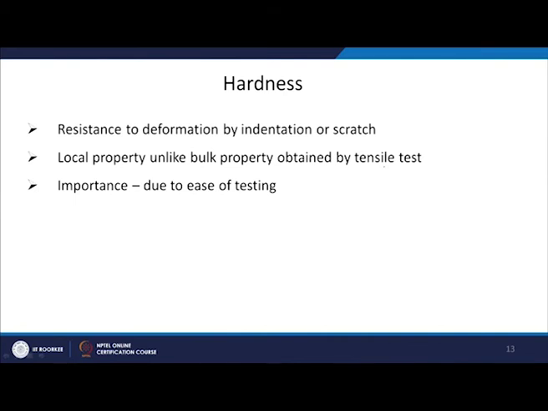Then there is another property which does not actually come under the tensile test, it is a very different property, but an important one which we will see in detail later on, and that is basically the resistance to deformation by indentation or scratch. In this case we do not deform the whole material, we deform a very localized region by some indenter, and there we look at the deformation locally. So, basically we measure local property here, unlike the bulk property obtained by the tensile test, but it is a very important one to do a quick evaluation of properties of the material.